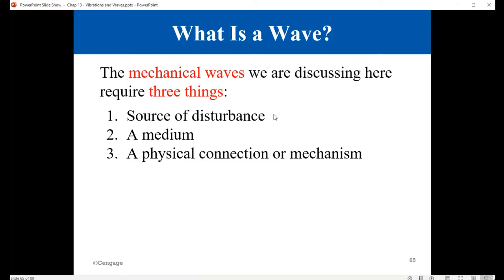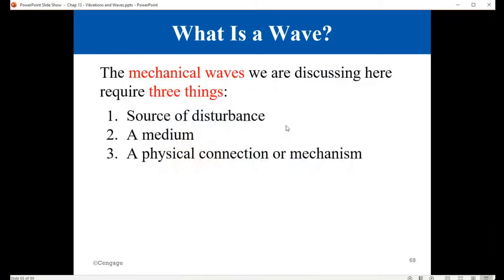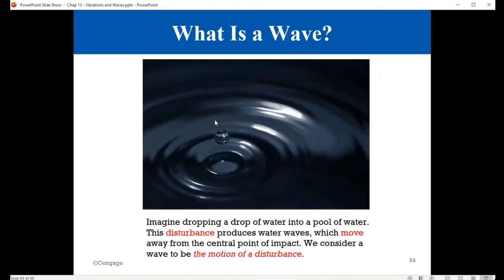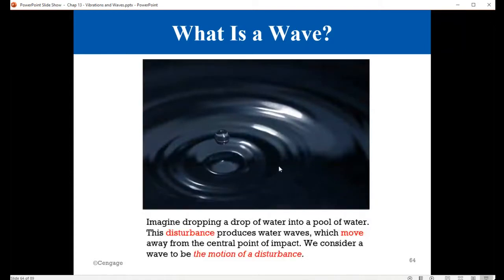Waves can be mechanical, like waves in water or waves in air for sound, or can be electromagnetic, as is the case with light. So for mechanical waves, they require three conditions. You need a source for the disturbance, and then you need a medium. This is the medium that will transfer the disturbance, and you will need a physical connection or mechanism, which is in this case the simple harmonic motion.